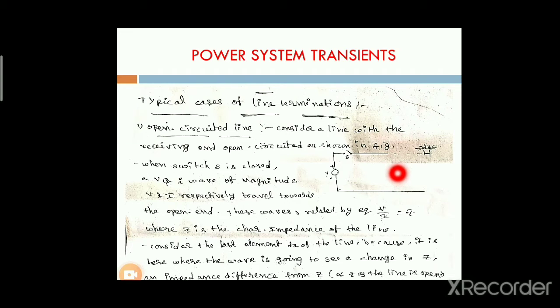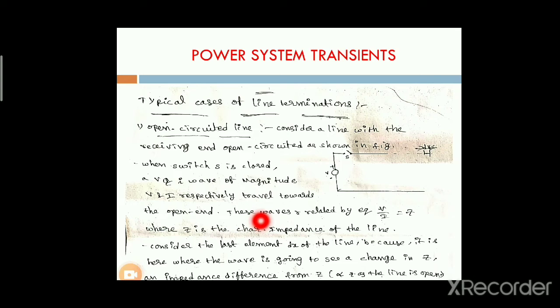V by I is equal to Z, where Z is called the characteristic impedance of the line. Consider that the characteristic impedance of that line is Z.